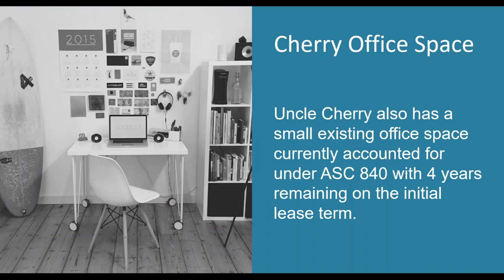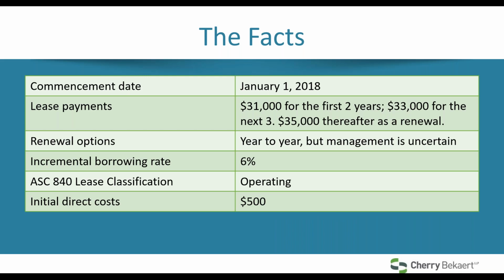And so we're going to stick with the office building. And this is just another Uncle Cherry location, and so Uncle Cherry has another small existing office space, and it's currently under 840, and it's got 4 years remaining on the initial lease term. The initial lease term was a 5-year lease, which we'll see on the next slide here, but they've been paying into this lease for 1 year, and then they've got 4 years remaining. So the commencement date of this lease is January 1st, 2018, so before they adopted in 2019.